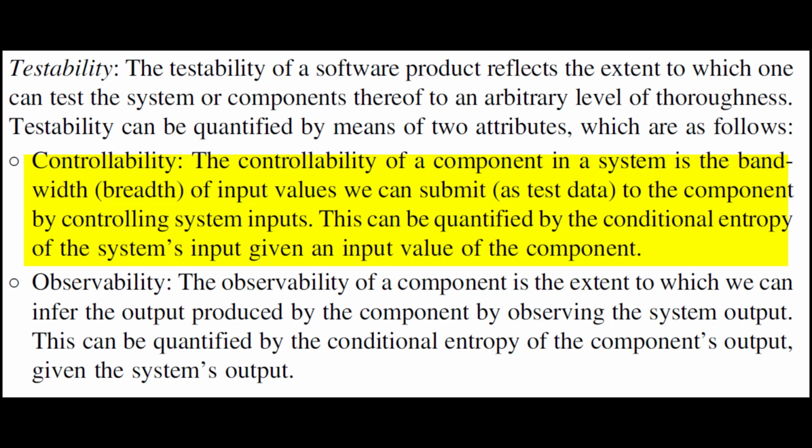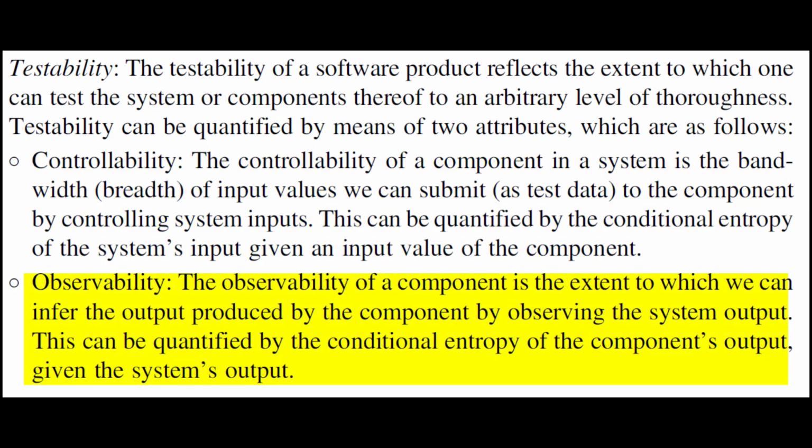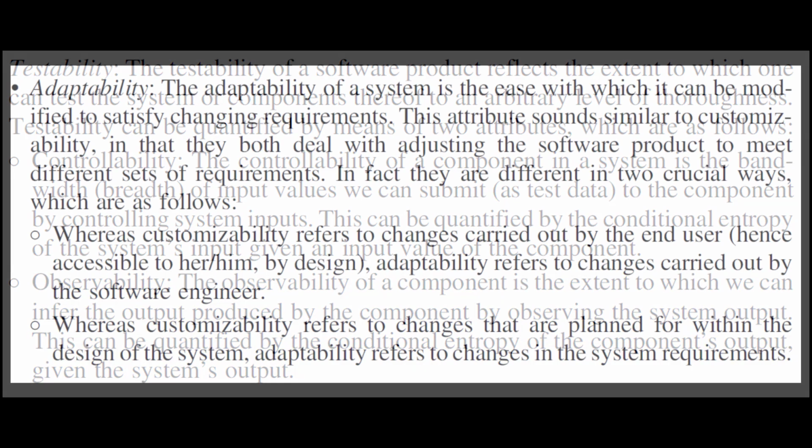This can be quantified by the conditional entropy of the system's input given an input value of the component. Observability. The observability of a component is the extent to which we can infer the output produced by the component by observing the system output. This can be quantified by the conditional entropy of the component's output, given the system's output.